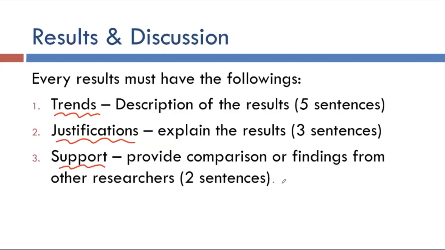So this is what we call the critical review, right? It's not just reporting, you are also analyzing the data. Because remember, when doing a literature review or a review paper, you are analyzing other people's work and trying to find the gaps in the knowledge. So each time you have a paragraph, you must have this component, right? You have the trend, you have the justification, you also have the support or the critical comment on what's happening.